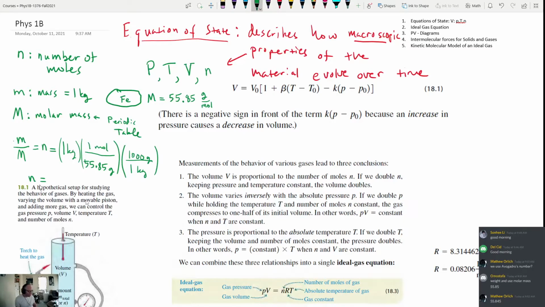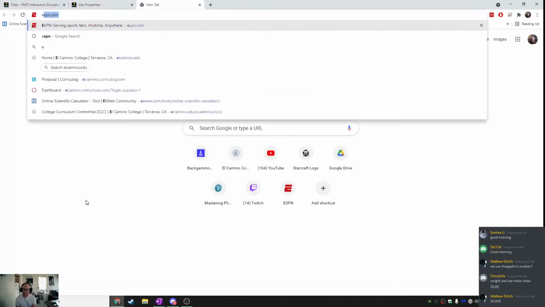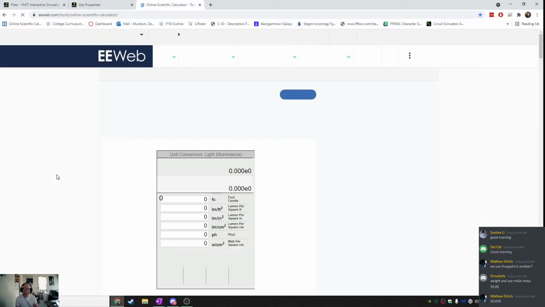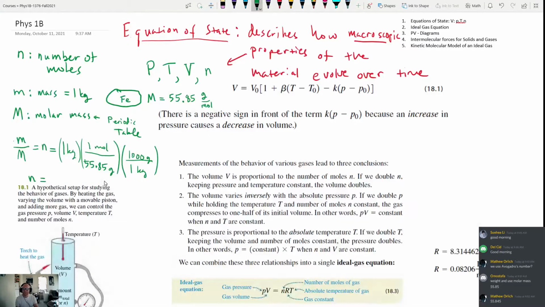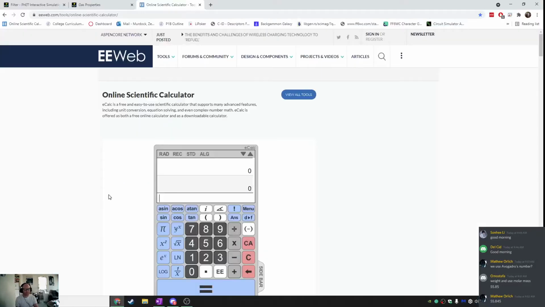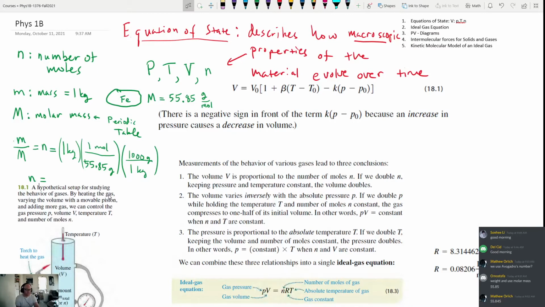Okay, you're all going to have to calculate it. It's basically 1,000 over 55.85. 17.9. It sounds like a lot, but what is a mole? That's also what we have to talk about. So 17.9, almost exactly 18 moles. Is that right?